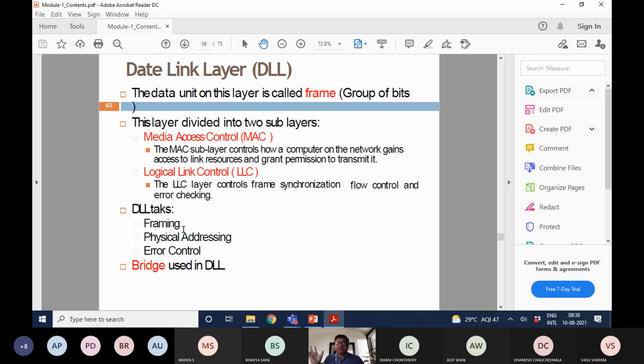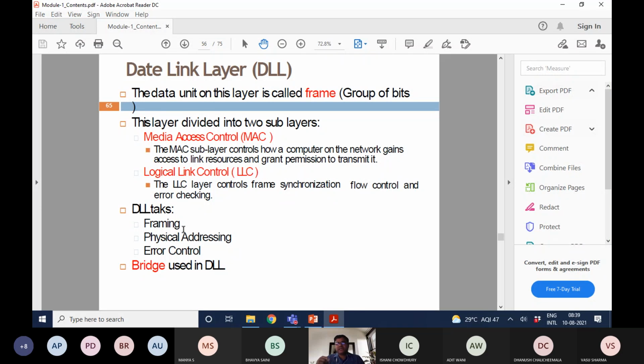Just like when you are filling up a form, applying for a job or for higher study, they ask what your current address is and what your permanent address is. The permanent address is not going to change, but the current address may change. That type of addressing is what we are using here, physical addressing and logical addressing.